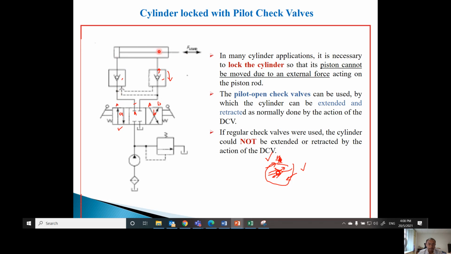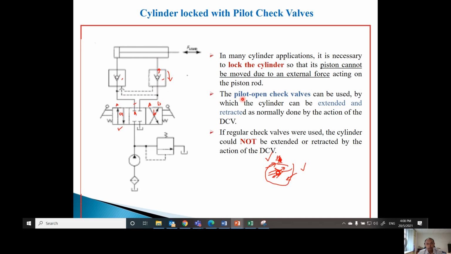When the cylinder extends, the oil will leave through this rod end. Now, if there is no pilot check valve, there is no way you can extend this piston because the flow here is stuck. In order to move the cylinder in this direction, the flow must go in and the flow here must also leave. Therefore, you have a space here so that the piston can extend.